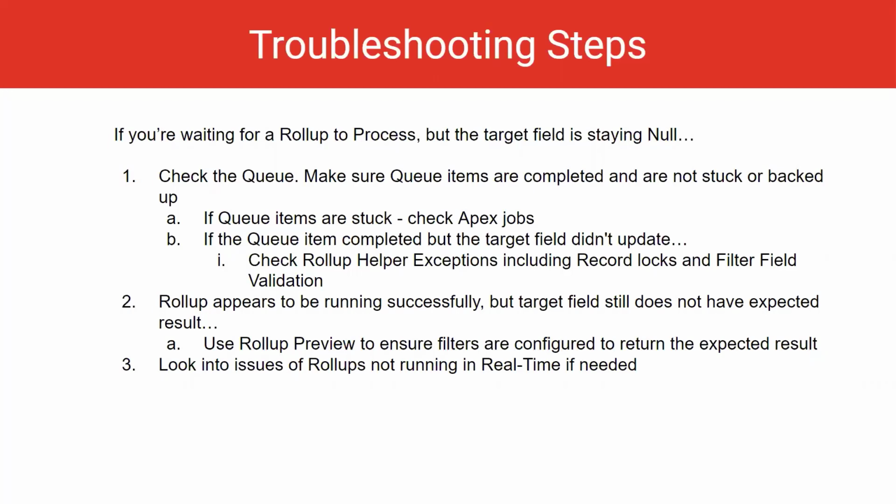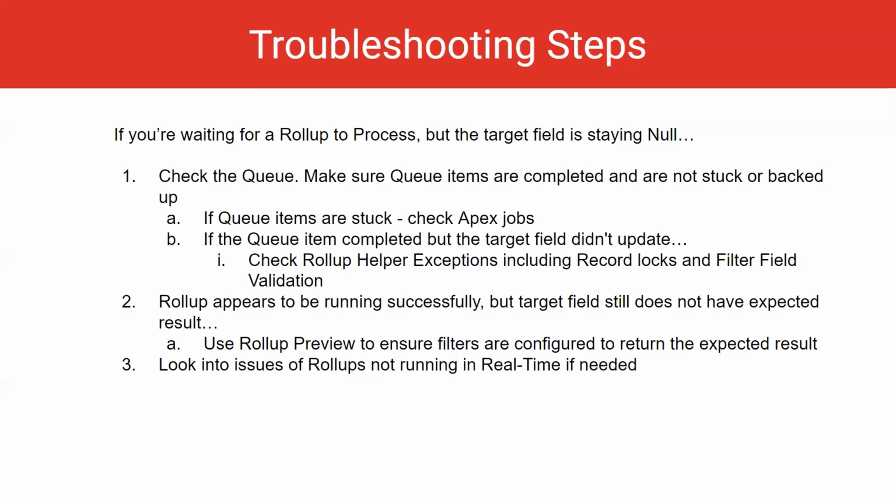Make sure queue items are completed and are not stuck or backed up. If queue items are stuck, check Apex jobs. If queue items completed, but the target field didn't update, check Rollup Helper exceptions, including record locks and filter field validation. If the rollup appears to be running successfully, but the target field still does not have the expected result, use the rollup preview to ensure filters are configured to return the expected result.